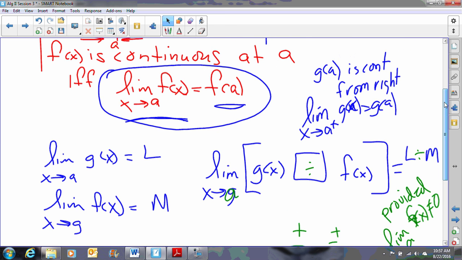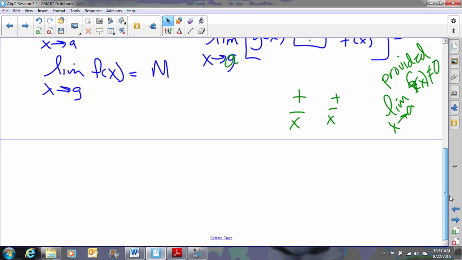now, if L is the limit of g of x and m is the limit of f of x, then continuity works for all of these things too. And then, of course, you can multiply by a constant. That doesn't change anything either. All right, now, we get to a couple of things that really need to be said.